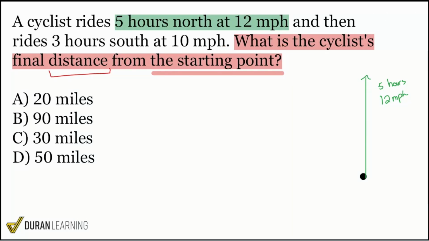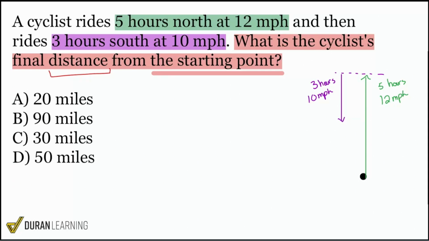So what happened, everybody? After we go north, what direction should I draw my next arrow? Down, exactly, to represent south. Let's use purple here. Let me highlight 3 hours south at 10 miles per hour. So after we reach this point here, we're going to come down, again, 3 hours, 10 miles per hour.